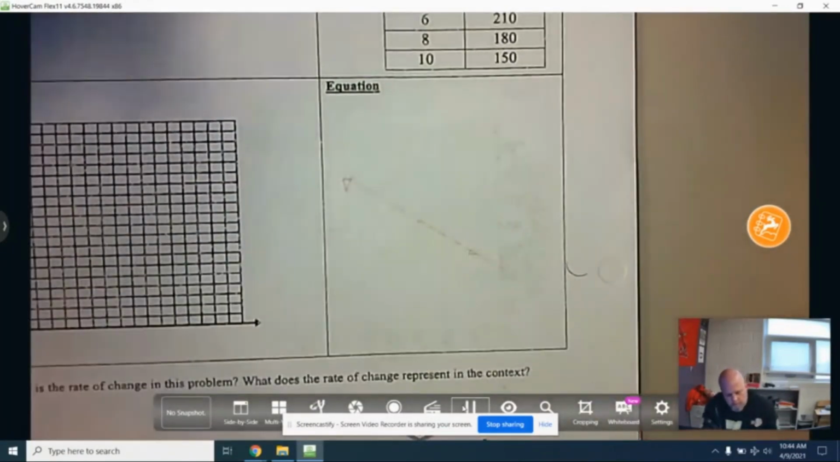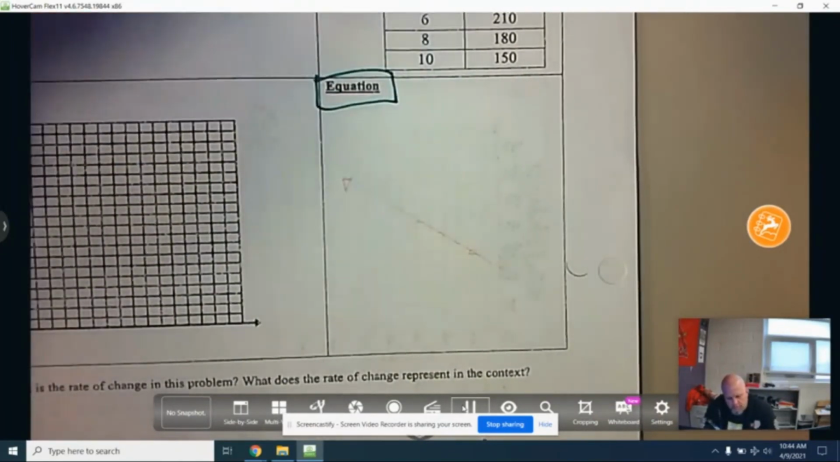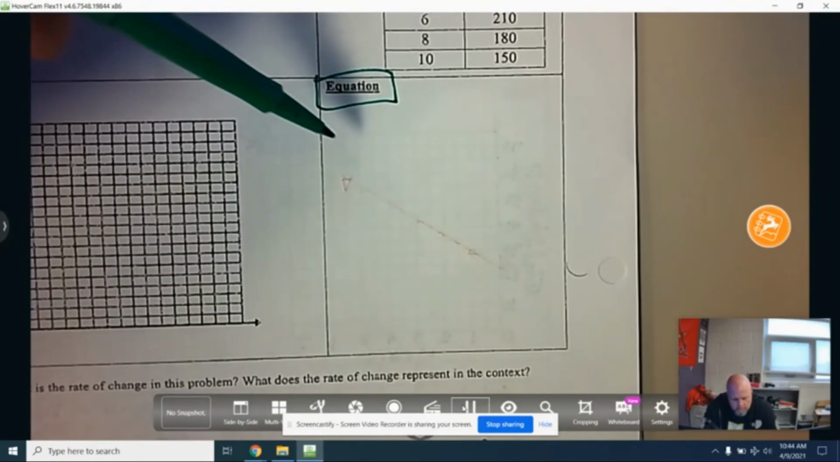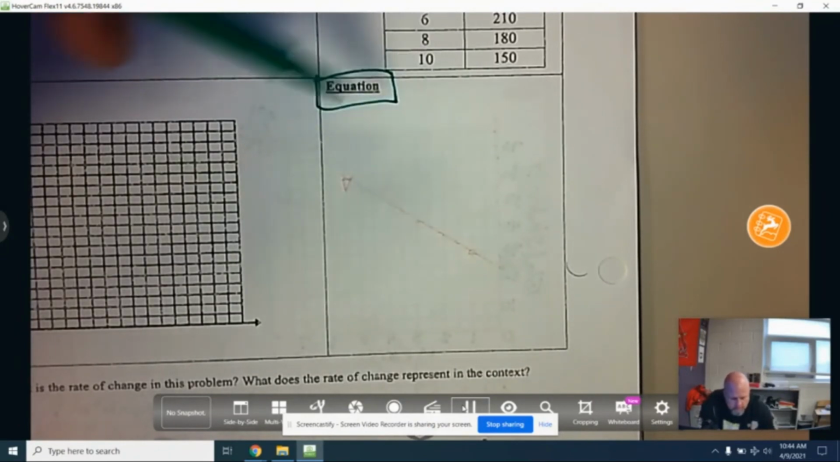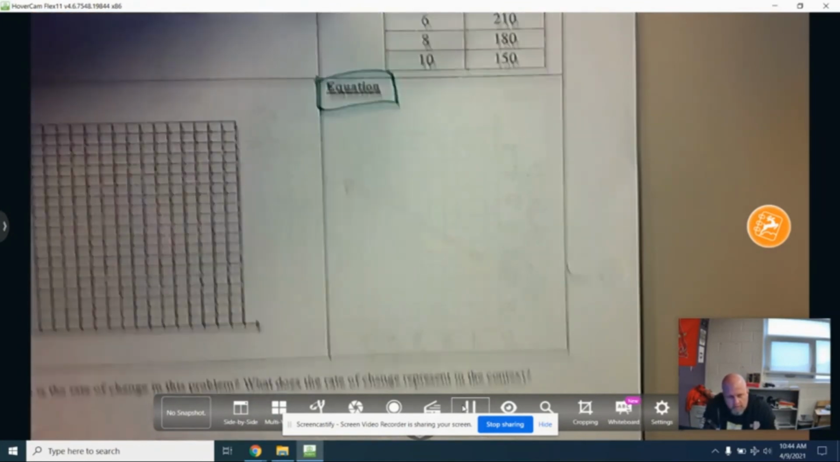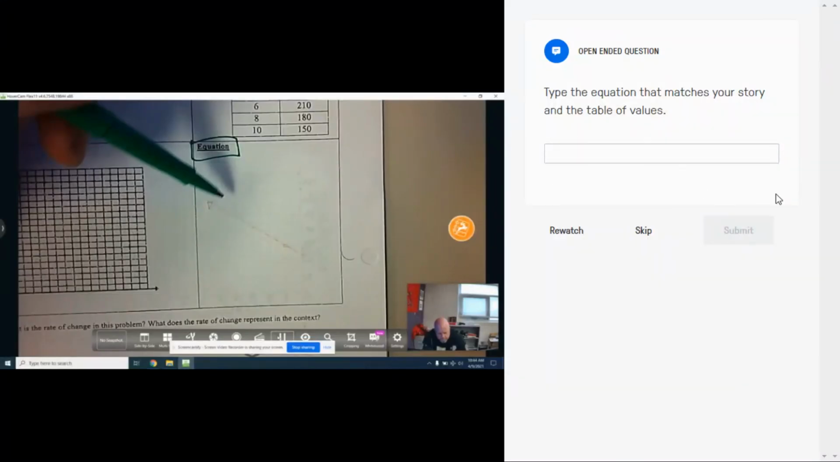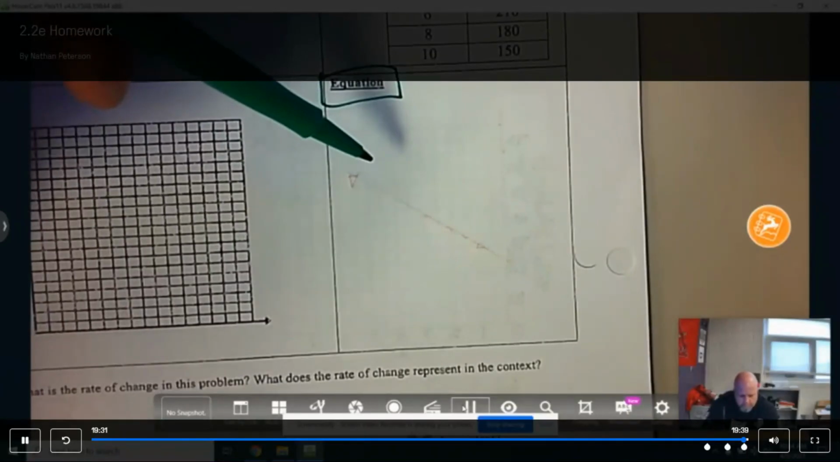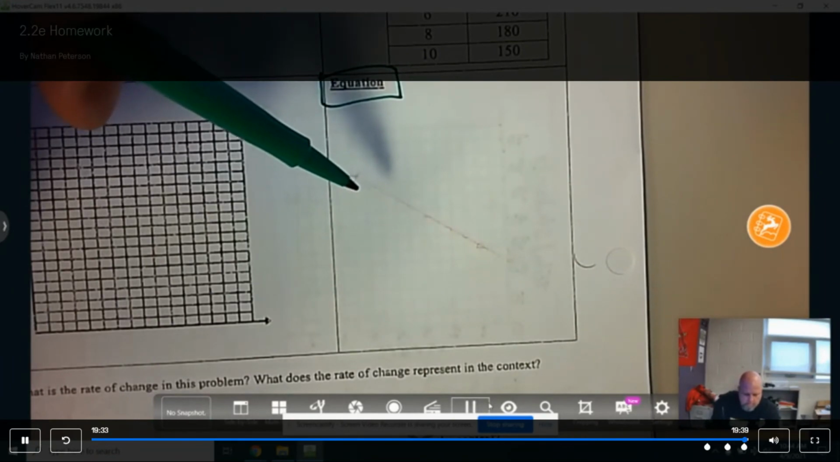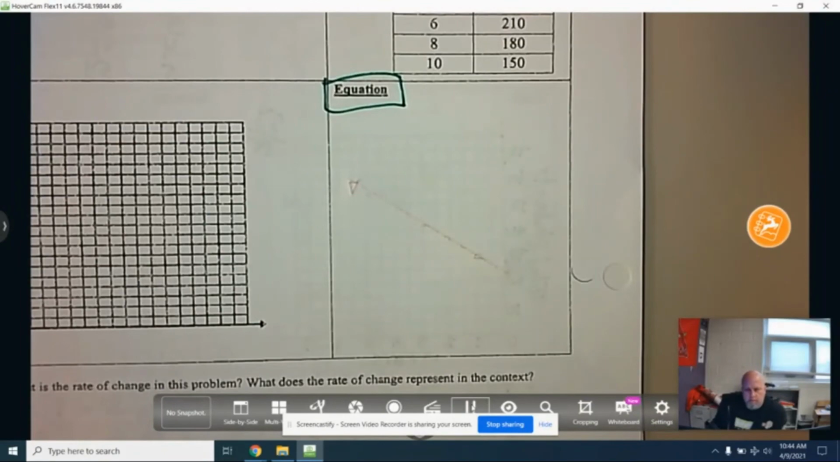Okay, next, I want you to skip the graph for a moment. I want you to come over to the equation. You guys go ahead and type in the equation that you think would match the context and the table. Okay, so go ahead and type the equation. Okay, and that's where we're going to stop for today.